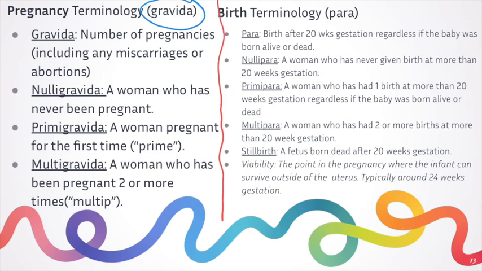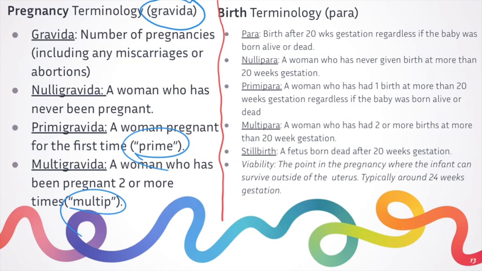A nulla gravida is a client who has never been pregnant. So those of you who have never been pregnant, that's you. A prima gravida is a client who's pregnant for the very first time. Out in the world, we just call those primes. And a multigravida is a client who has been pregnant 2 or more times. And again, we call these clients multips.